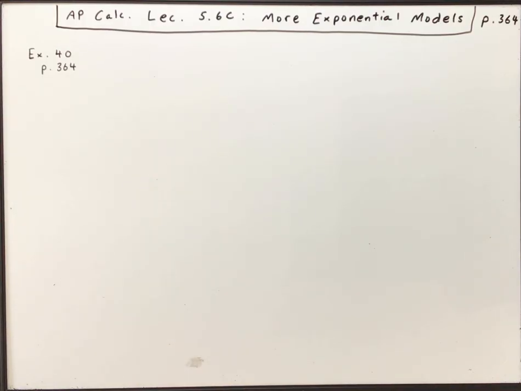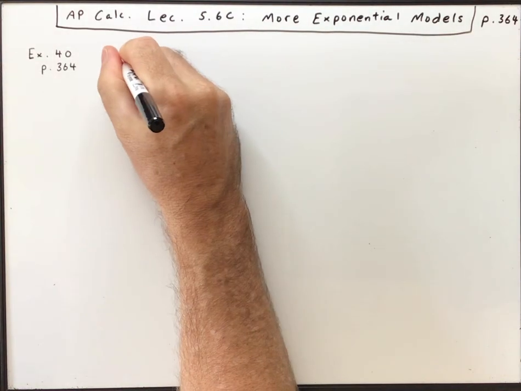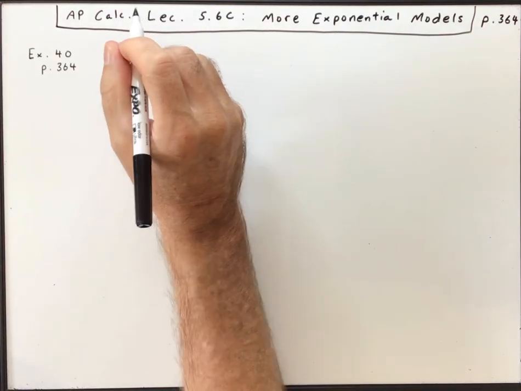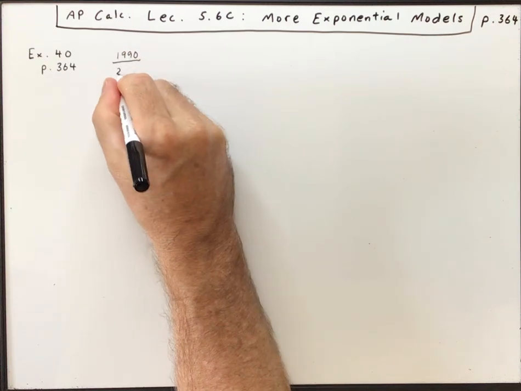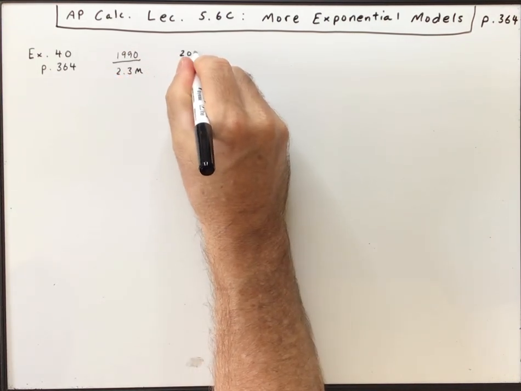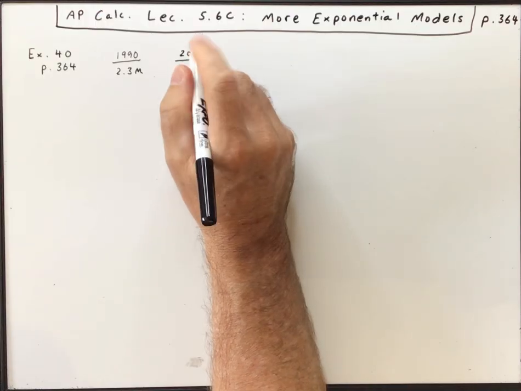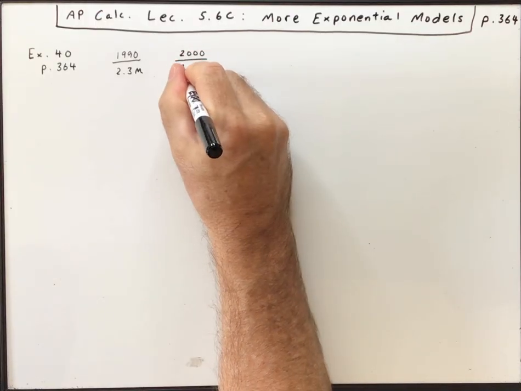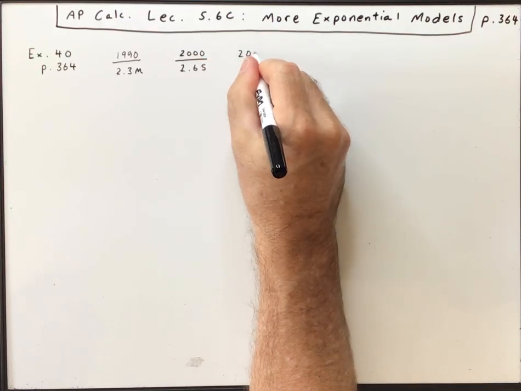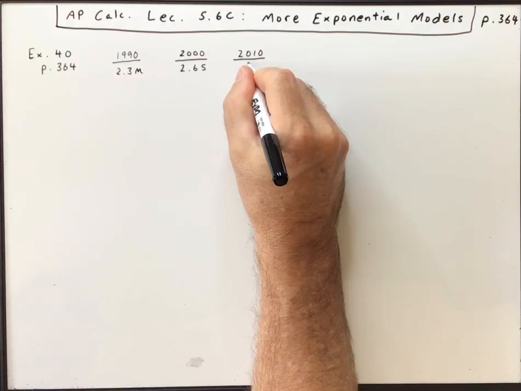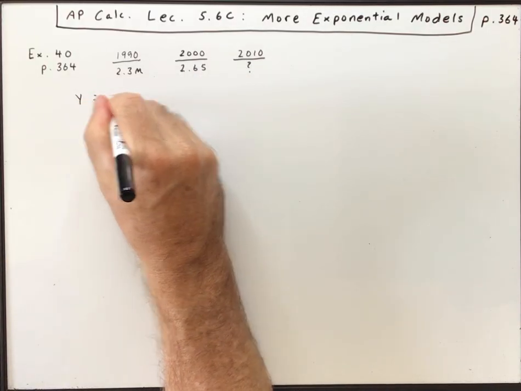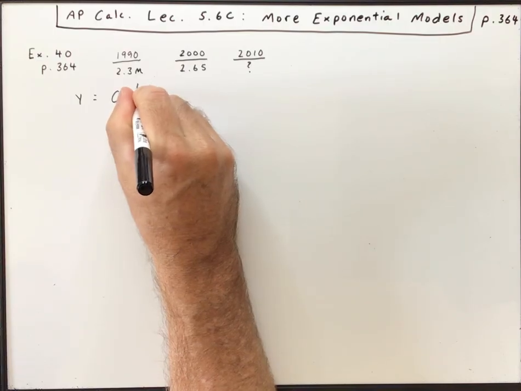The population in 1990 is 2.3 million, and the population in 2000 is 2.65 million, and we want to know what our projection is for 2010. So using the model y equals Ce^(kt).